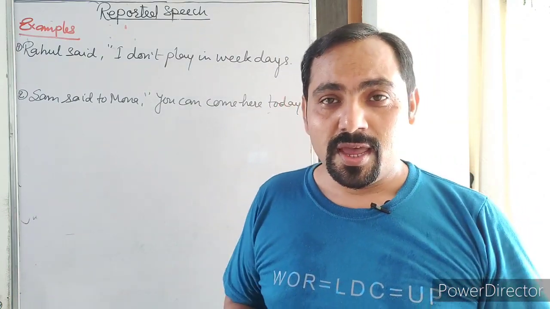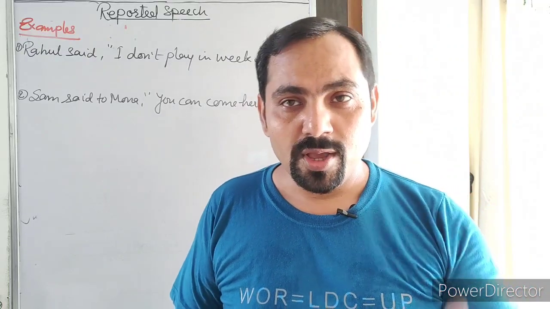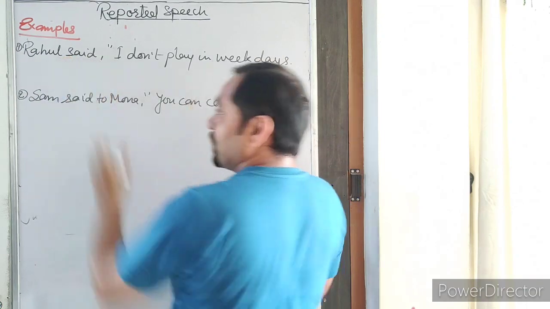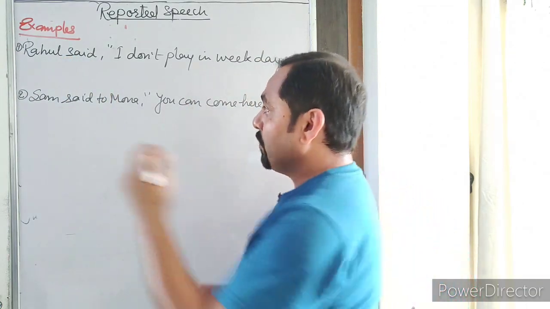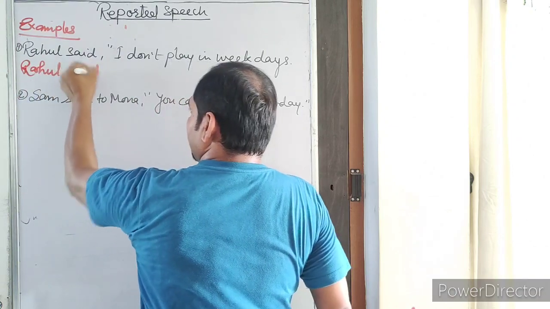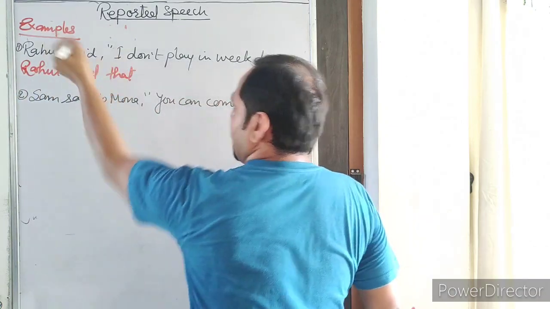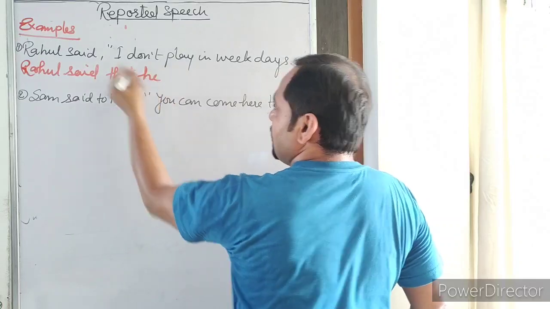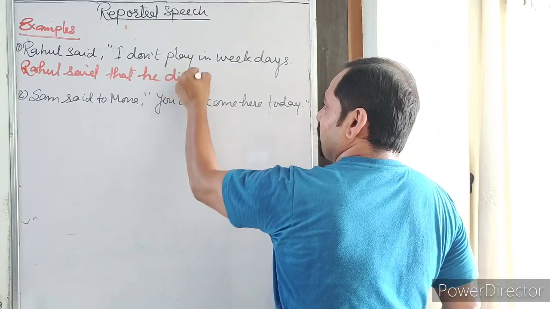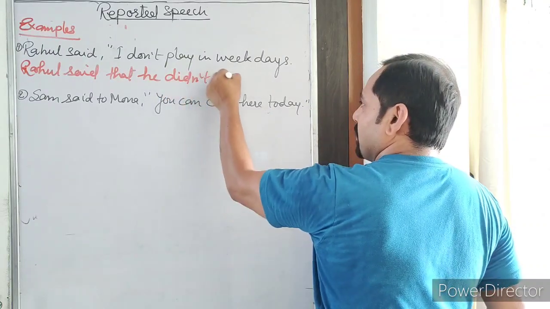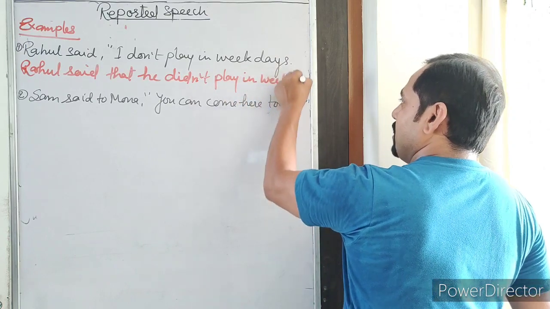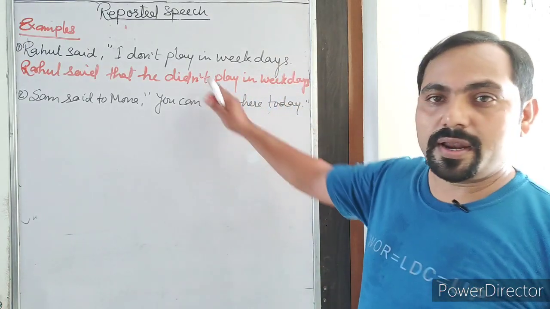You have to solve these, and whenever you have any confusion or doubt, please get back to me. So how will we do it? If it is only said and we do not have any object, then we write it as it is, like Rahul said. That is a conjunction. I means Rahul, that is he. This is in past tense, so we will change this. He didn't play in weekdays, right? This is your correct answer.